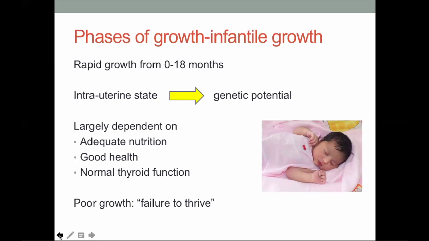So you may have already learned that the time of most rapid growth is in infancy, right? So all of us would have been growing at the fastest rate during the first 18 months of our life. And during up to the second year of life, what usually drives your growth is the nutrition that you receive. So even at the time of birth, the intrauterine nutritional transfer via the placenta would determine your birth weight.